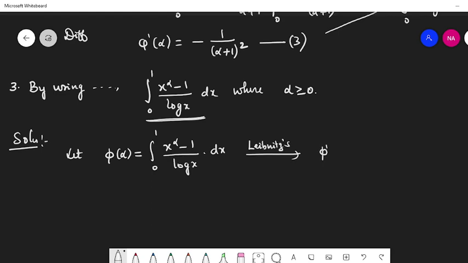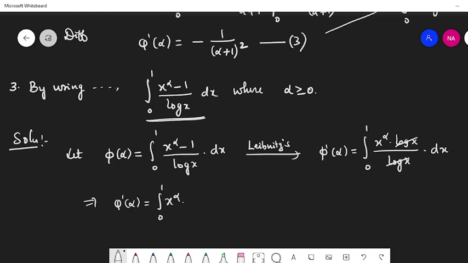we'll be getting phi dash of alpha equal to integral 0 to 1. We need to differentiate with respect to alpha. So log x stays the same in the denominator, and in the numerator, differentiating x power alpha, we get x power alpha log x divided by log x into dx. So log x gets cancelled. So I got phi dash of alpha equal to integral 0 to 1 x power alpha dx.